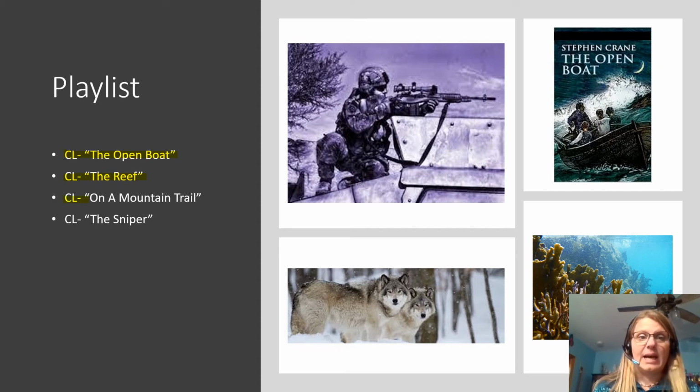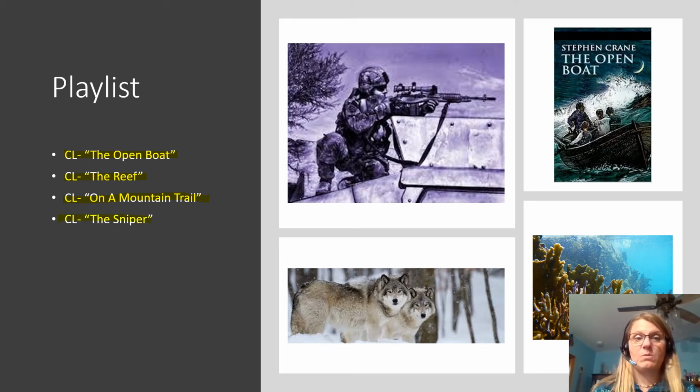On a Mountain Trail is another one of those man versus nature ones. And you can see this is a picture here, and we've got a guy, and I bet you can tell he's on a mountain trail. And I bet there's some wolves involved. So if you're into that outdoorsy type of piece, certainly something you can do.